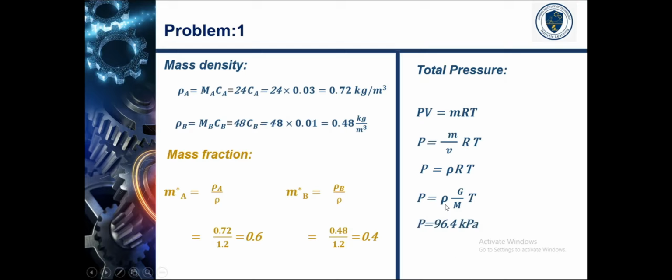Here ρ is the density of the mixture, which is given in the problem. T is 290 Kelvin, also given in the problem. M is 30, the molecular weight of the mixture. G is the universal gas constant. I substituted it in the unit of kilojoules per kilogram mole Kelvin, and only then you will get this answer of 96.4 kilopascal. So we come to the end of problem number 1.